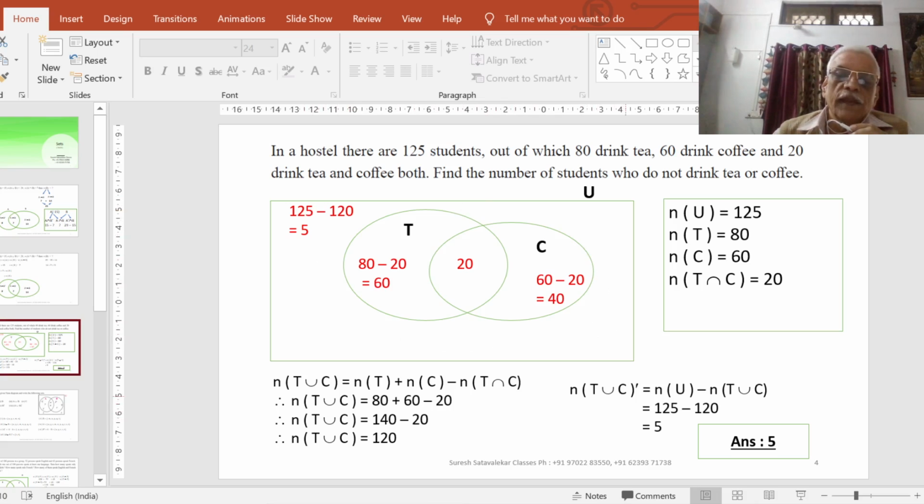T union C means they take either tea or coffee. (T union C) complement will mean neither tea nor coffee. So from the total number of students U, 125, if we subtract the number of students taking tea or coffee, that is 120, we get the answer 5. The answer is 5.